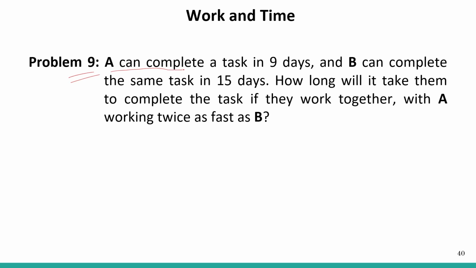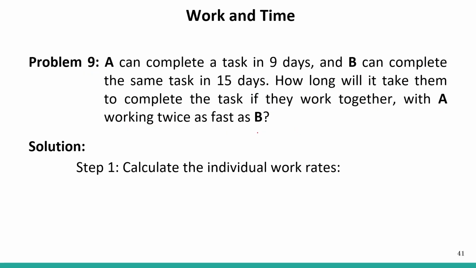A can complete a task in 9 days and B can complete the same task in 15 days. So how long will it take them to complete the task if they work together, with A working twice as fast as B? Okay, so the work rate of A will be doubled, and the work rate of B remains as it is.